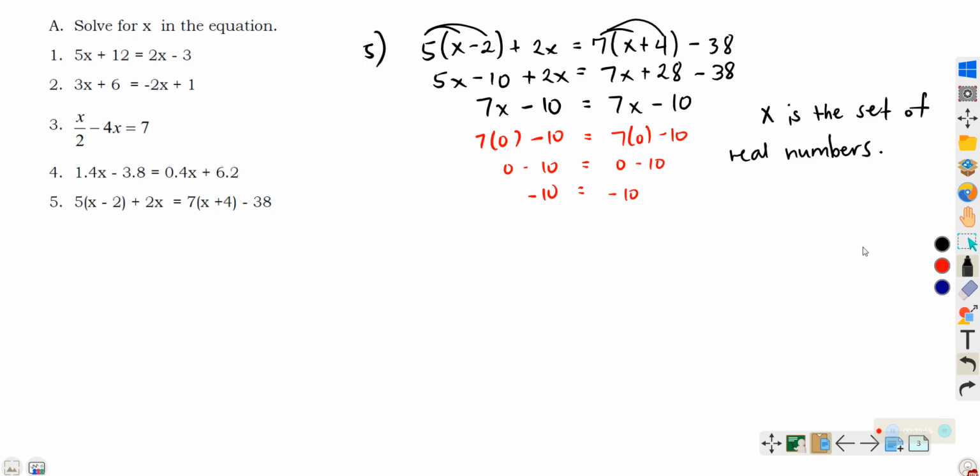Ano? Bihira lang naman yung mangyari. At nangyari siya dito sa example natin. Okay? Tingnan natin ang time. Meron na tayong 40 minutes.